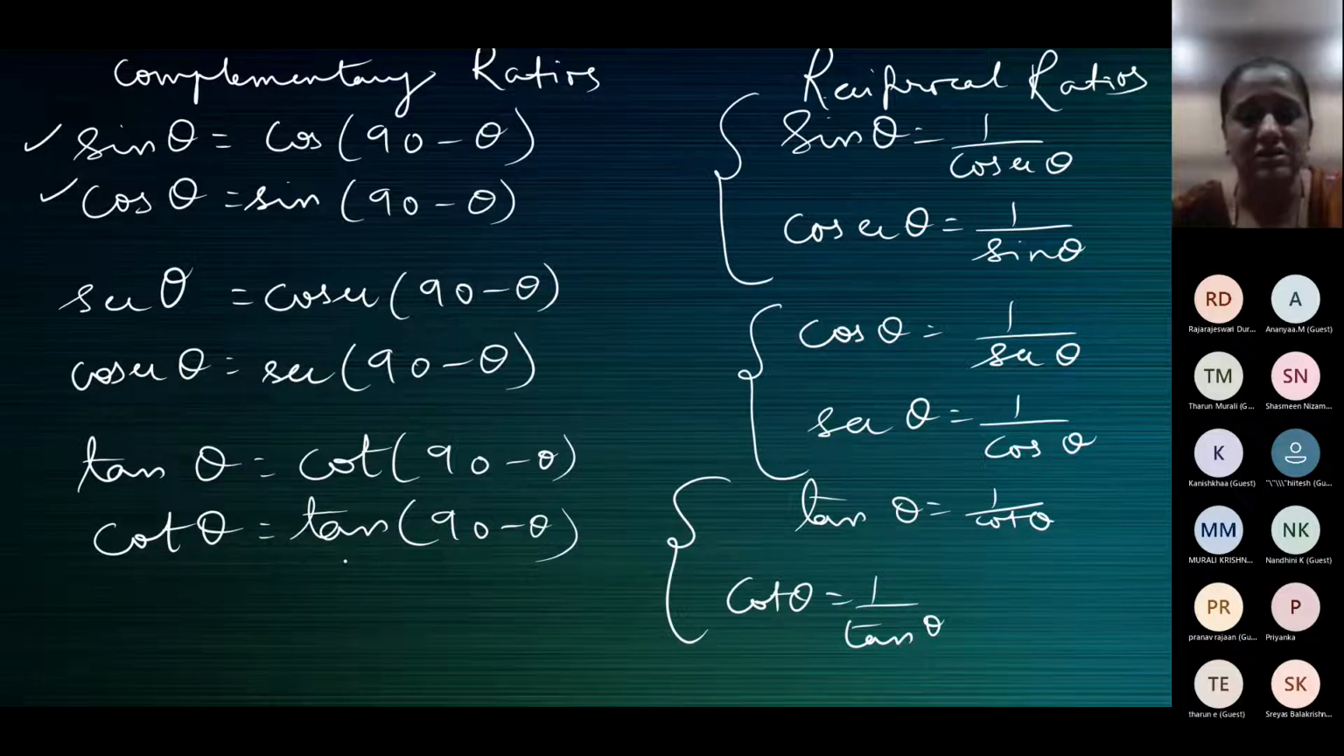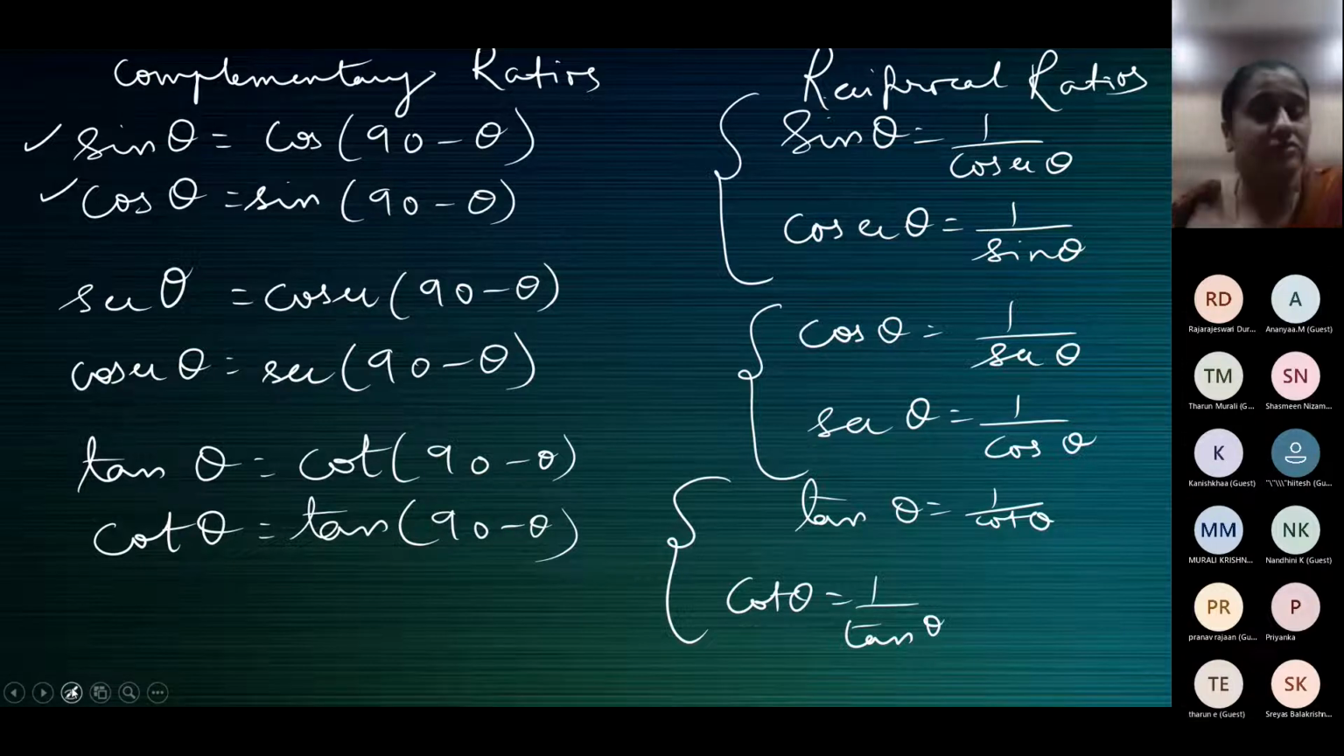Tan theta and cot theta. Tan and cot you can see together under reciprocal ratios. Under complementary ratios also, you can see tan and cot together. Tan theta is equal to cot 90 minus theta. Cot theta is equal to tan 90 minus theta. So these are about reciprocal ratios and complementary ratios.